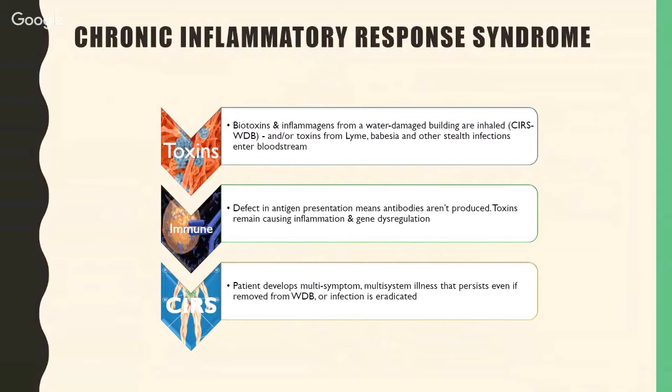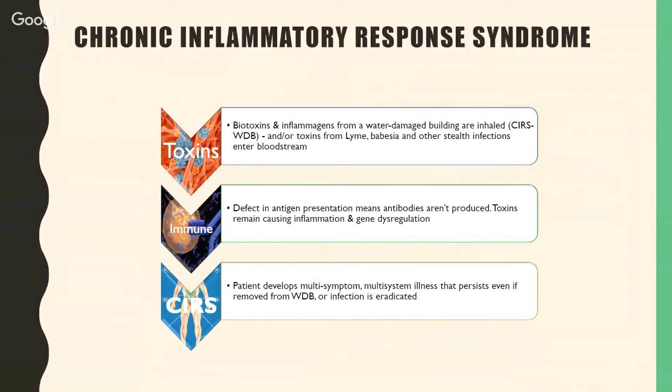And it's important to know that if you get a tick bite, it's not just Lyme disease that you need to be worried about. That's another microbial soup where there can be up to 15 different organisms that people can pick up from tick bites. And so biotoxins and inflammagens that are either inhaled from a water-damaged building or taken in through the blood via a tick bite or other vector bite can cause, in certain people who are genetically predisposed, this chaotic and inefficient inflammatory response.